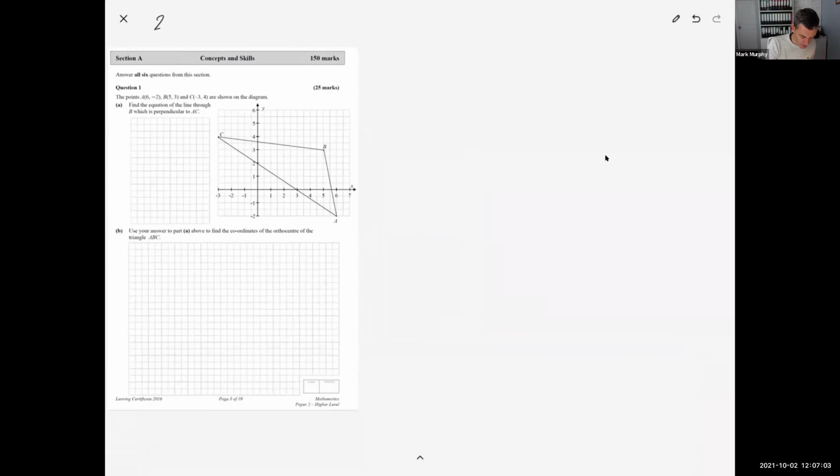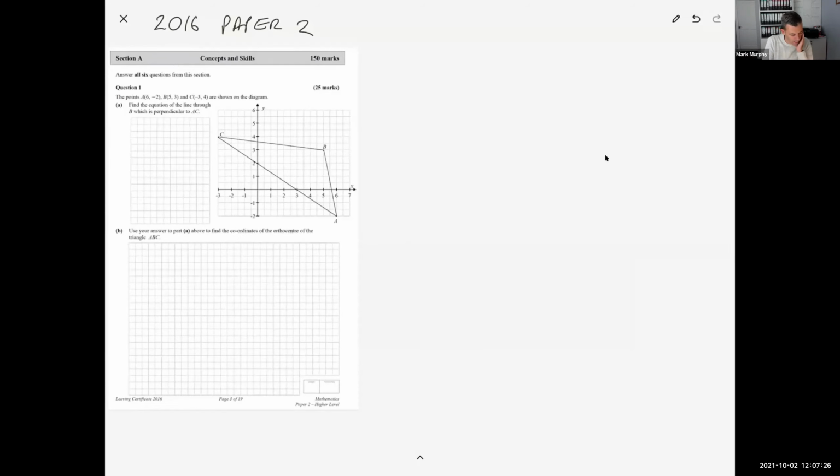This is a 2016 paper too. So it says the points A (6, -2), B (5, 3), and C (-3, 4) are shown on the diagram. Find the equation of the line through B which is perpendicular to AC. Okay, so let's draw it out.